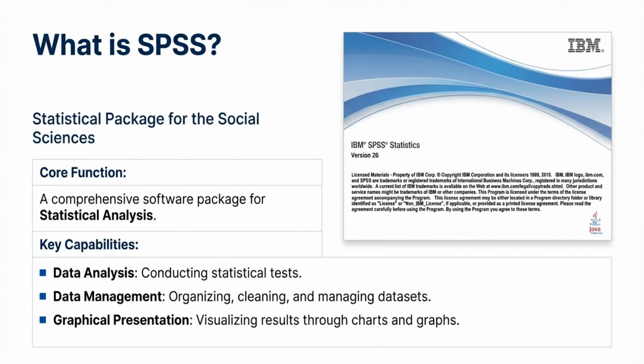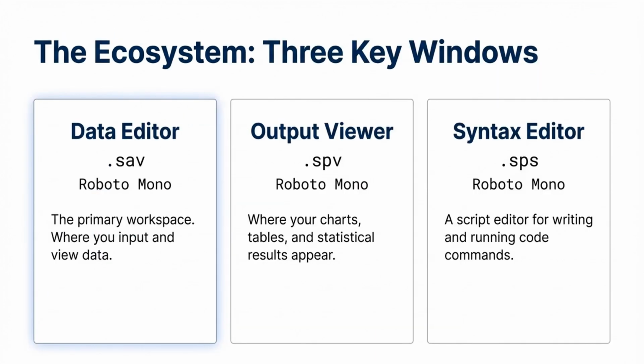What is SPSS? SPSS is a statistical package for the social sciences. The core function of SPSS is a comprehensive software package for statistical analysis. Key capabilities: data analysis, statistical test, data management, organizing, cleaning and managing datasets, graphical presentations, visualizing results through charts and graphs.